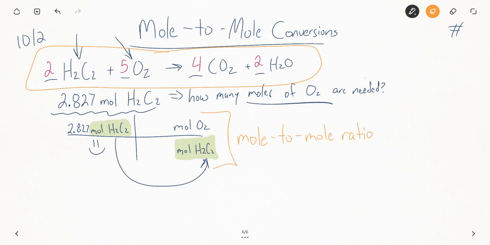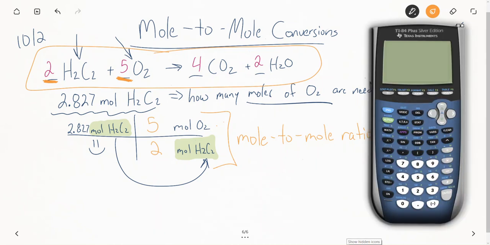Now, the thing that we have here, though, is we don't have an exact 2 moles of acetylene. We want to figure out how much oxygen I would need if I had 2.827 moles. So here's where our mole-to-mole ratio comes from. It actually comes from these values, these coefficients here, where it says 2 moles of acetylene. So I'm going to copy this 2 here down below. Will react with 5 moles of our oxygen. So let's go ahead and do this calculation now.